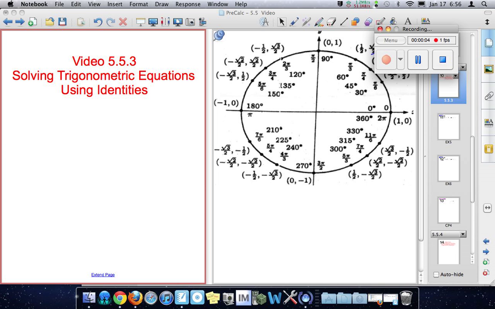Okay, in this video 5.5.3, we're going to solve trigonometric equations using identities. So not only will you want your unit circle handy, you'll want your formula sheet handy, because we're going to be needing that in order to solve these equations.